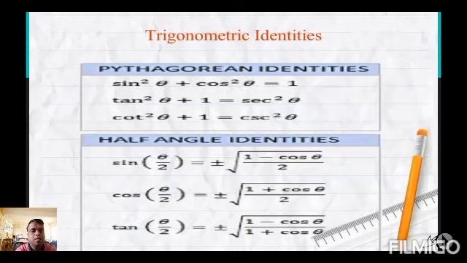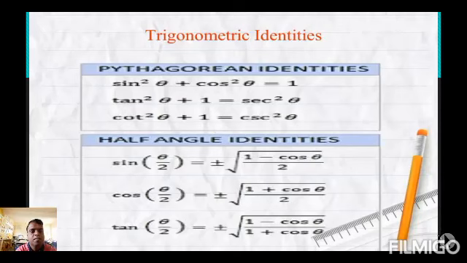Second one: sec square theta minus tan square theta equals 1, or sec square theta minus 1 equals tan square theta. Third one: if we change it, cosec square theta minus cot square theta equals 1, or cot square theta equals cosec square theta minus 1.